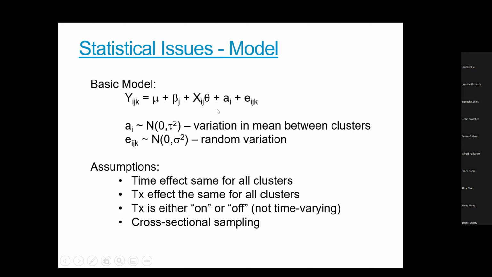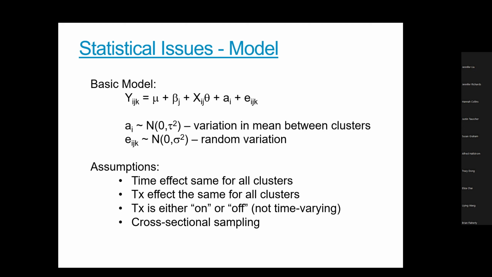The part that we're really interested in, though, is the treatment effect. That's going to be characterized by this theta, and basically X_ij is an indicator that is simply 0 or 1 and says, is the intervention turned on in cluster I at time J? If so, then we should see an effect theta. If not, then we would not see an effect theta. So that's what we call the basic model. This was the one introduced by my student Mike Hussey and myself in the 2007 paper.